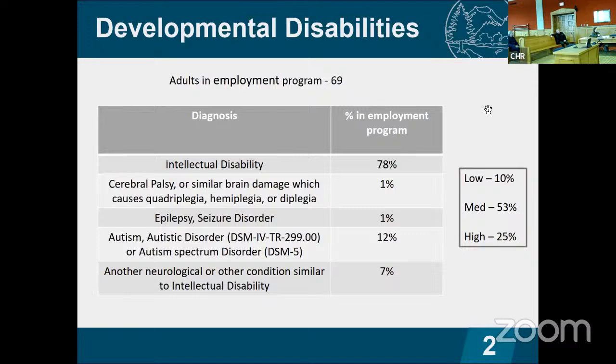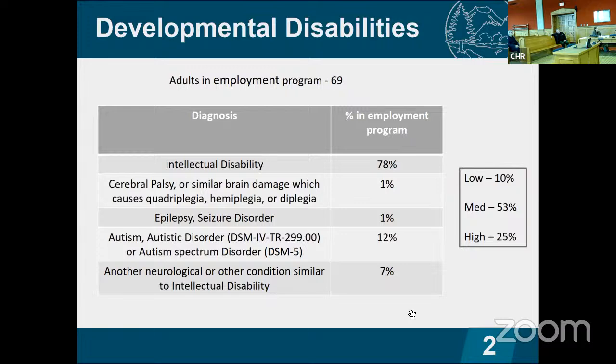You've heard me talk about low, medium, and high acuity. The scores on these assessments determine if someone is low acuity, medium acuity, or high acuity, low meaning a lower level of support, and high meaning a higher level of support is required. Those are the pieces that go into determining eligibility and where individuals fall. This is an overview of where the adults in the employment program are falling right now. Off to the right, in the box where it says low, medium, and high, that's where those 69 individuals are falling. So 10% are low acuity, 53% are medium acuity, and 25% are high acuity.